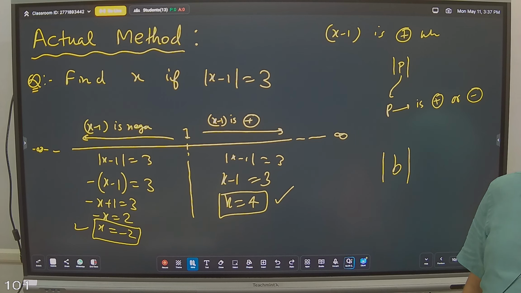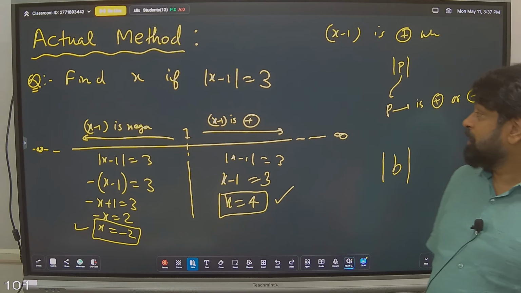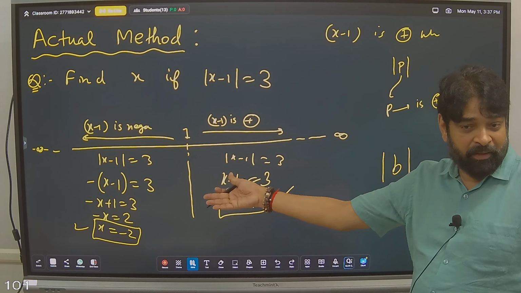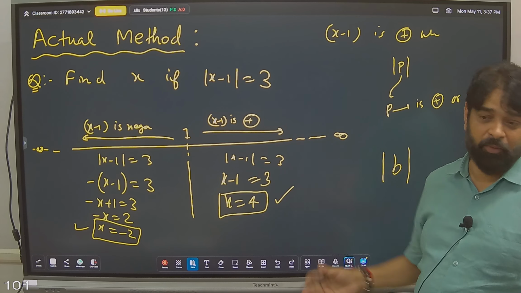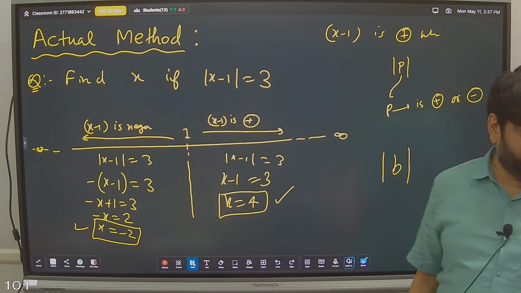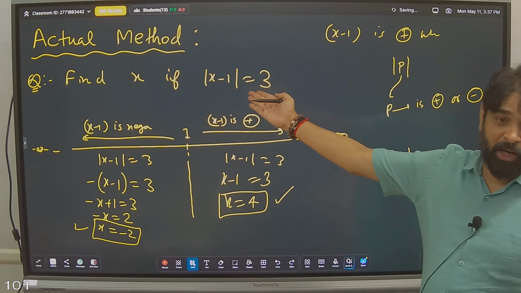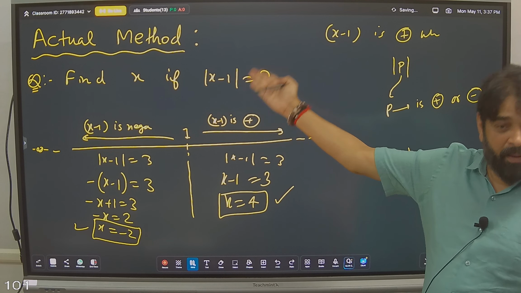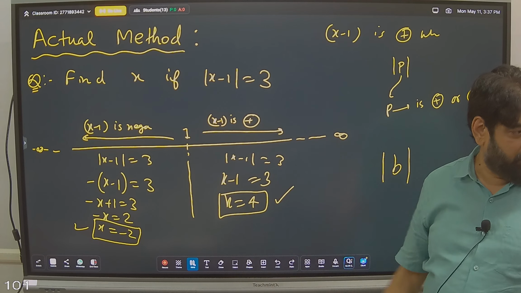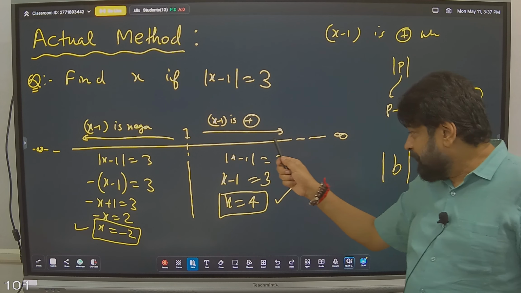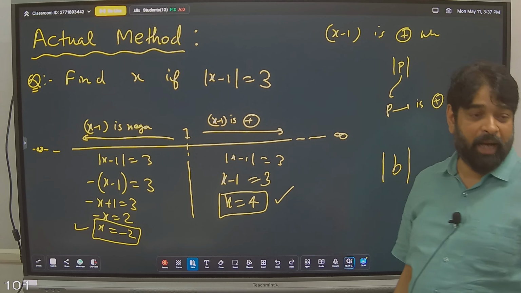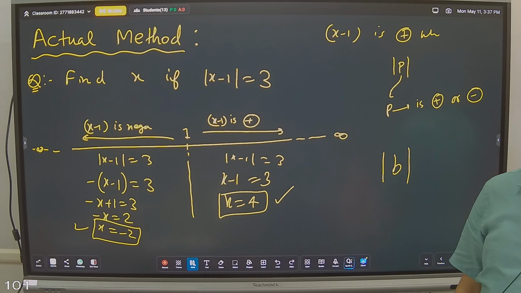Speak, bhai. Which was easier, the earlier method or this method? Earlier method. Who will do this much? Of course, if you ask me this question after 1 week, I will solve it by that only. But why you have to do it this way, you will understand when further questions come.